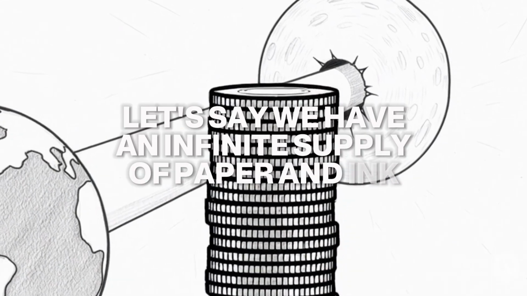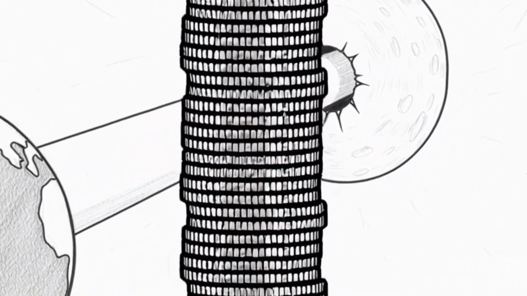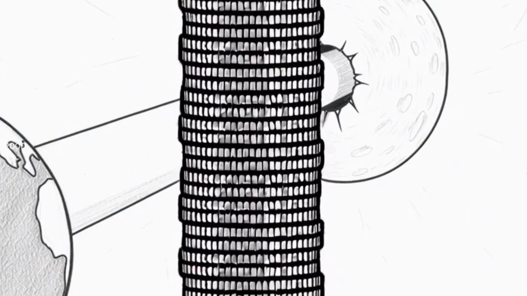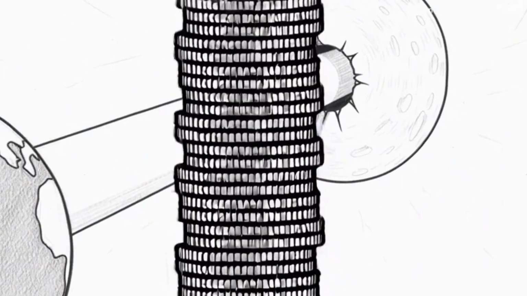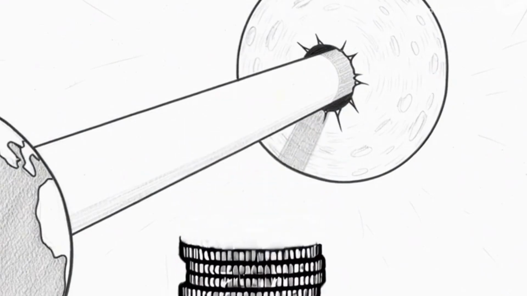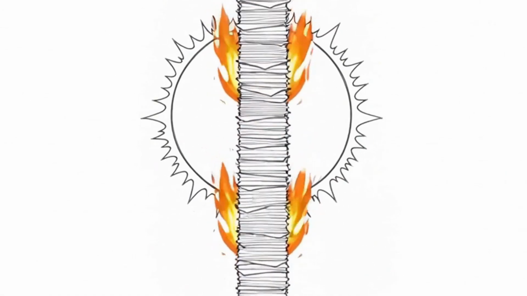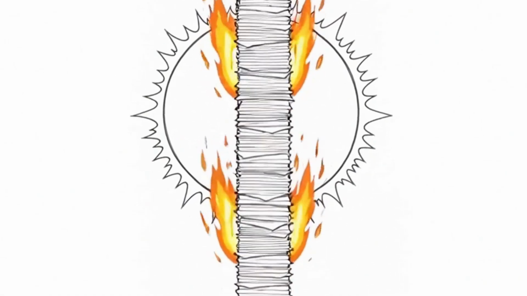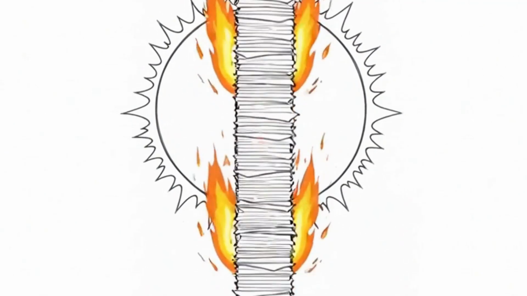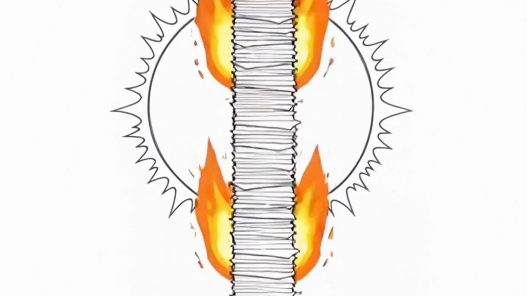But let's say we have an infinite supply of paper and ink. Where would we put it? If we stacked all those sheets of paper, the stack wouldn't just reach the moon. It would pass through the sun, go beyond the Milky Way galaxy, and reach deep space. We'd build a paper bridge to the edge of the observable universe.